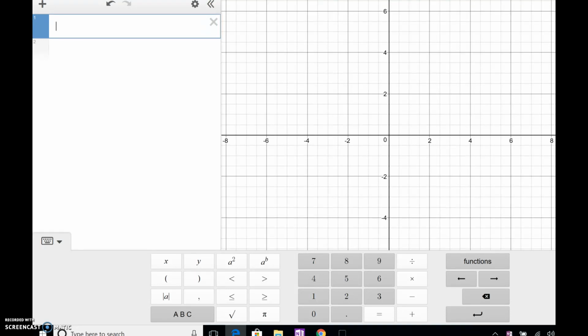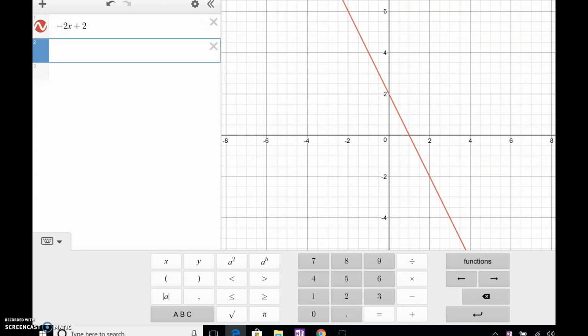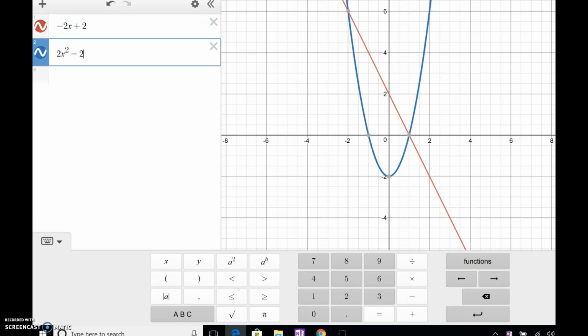So the first equation I'm going to type in is -2x plus 2. And then I'm going to go to my second equation. So I'm just going to tap where the second equation is, and I'm going to put in 2x squared minus 2. Now, if you need help typing things in as you're taking the capstone, just ask your Algebra 2 teacher, and she, because we're all females, will be able to help you.